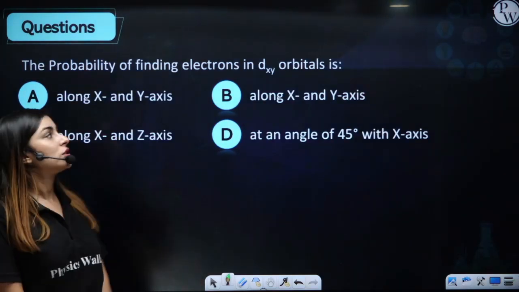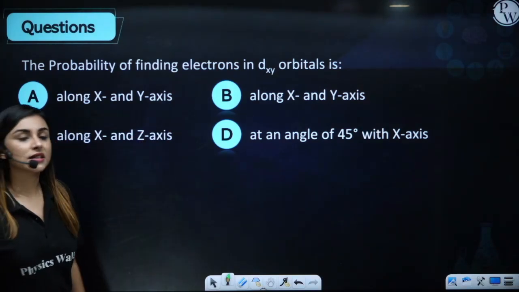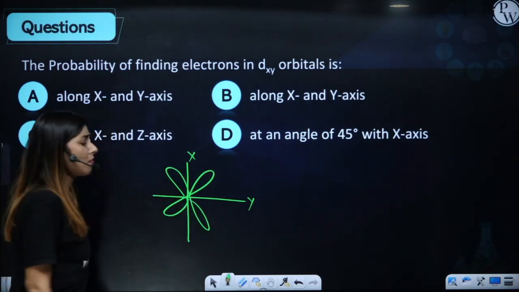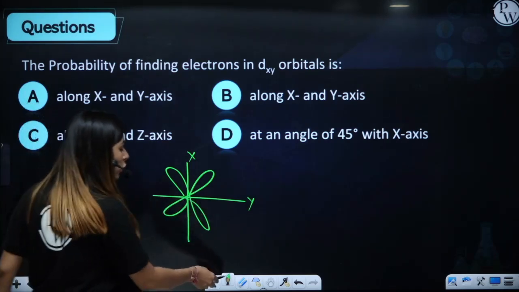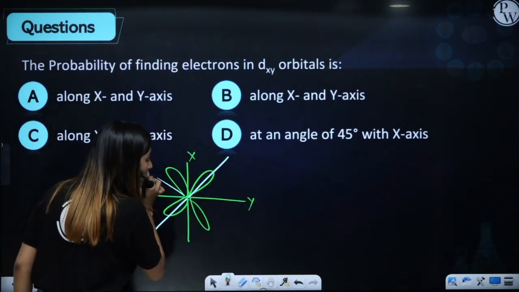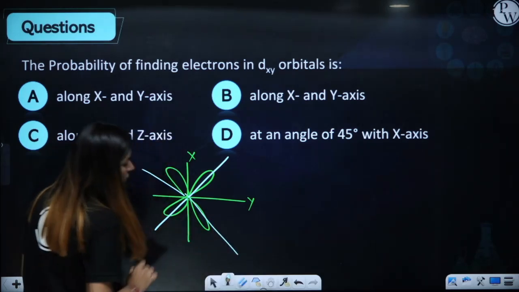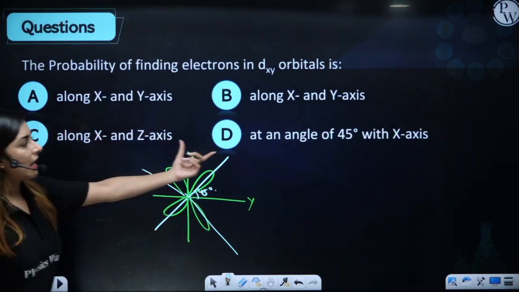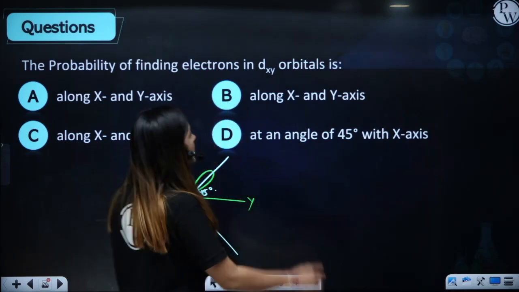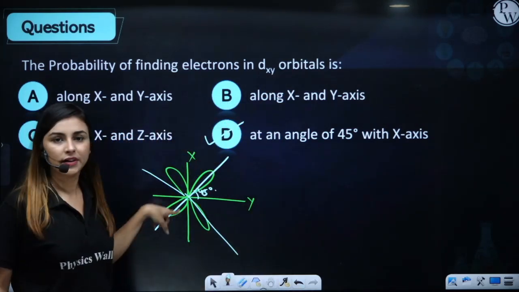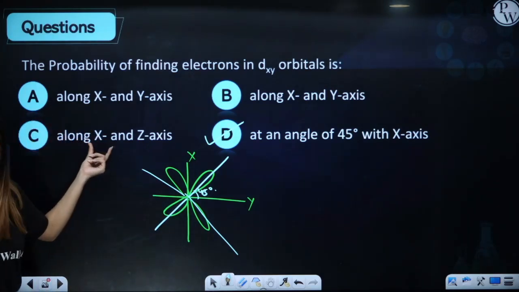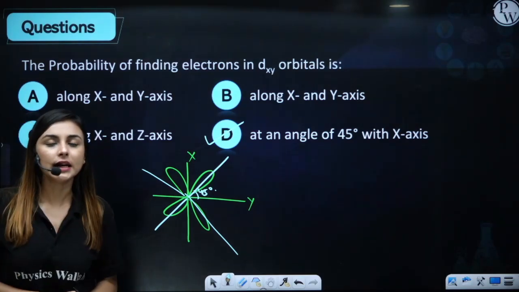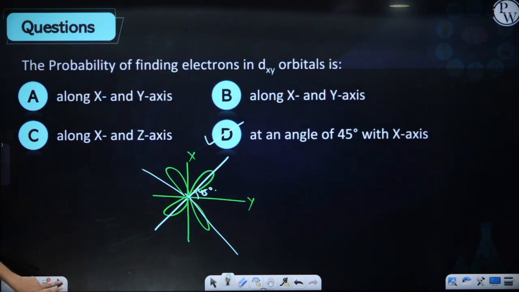The probability of finding electrons in dxy orbital is, so if you talk about dxy, then you will have to write x-axis, you will have to write y-axis. You will have to draw double dumbbell shape. And I see that it is in between the axis. At what particular angle? Approximately 45 degree, because it is in between. I've drawn it a little weird way, but it is along 45 degree angle, nearly. So at an angle of 45 degree with x-axis would be the correct answer. Not along x and y-axis. It is in between x and y, at 45 degree angle. Perfect. So option D would be your correct answer. Let's move forward to the next question.